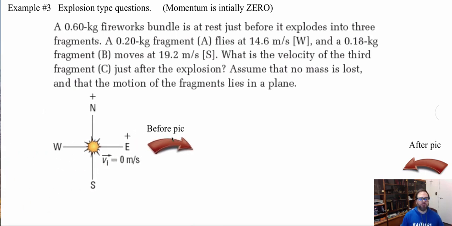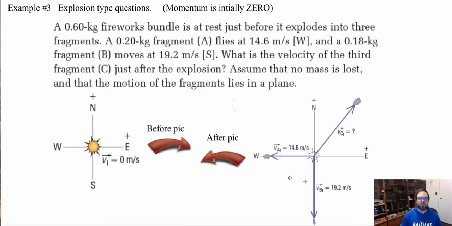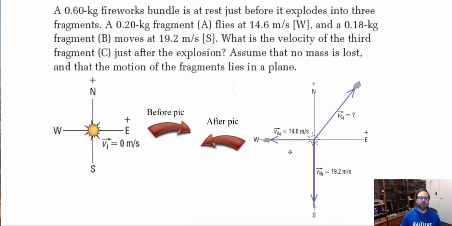So let's take a look here. Here is my initial situation. There's nothing, everything's at rest. So that's before the explosion. After the explosion, I have a few things happening here. I have one rock moving west and one rock moving south. Now, a key thing to remember is both of these velocities are negative, because west is negative and south is negative. And then my third velocity is going to be at an angle.